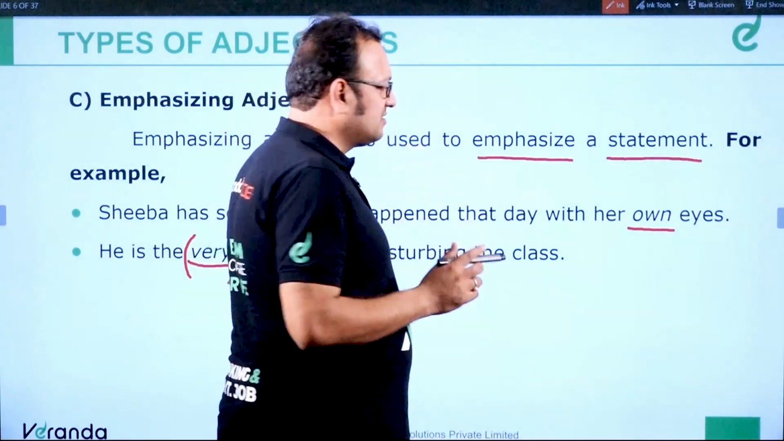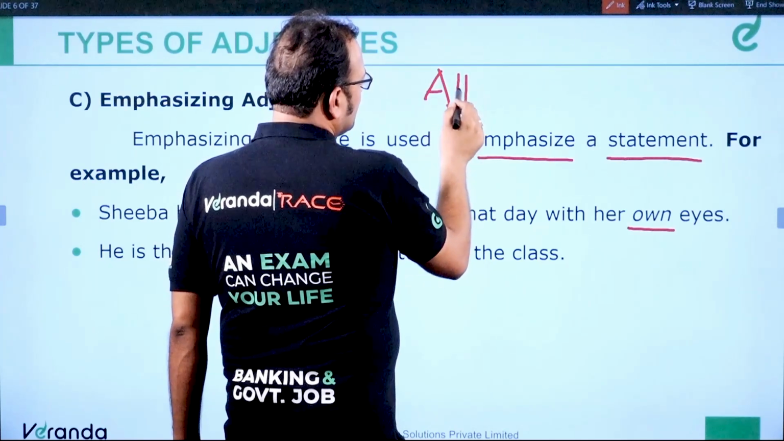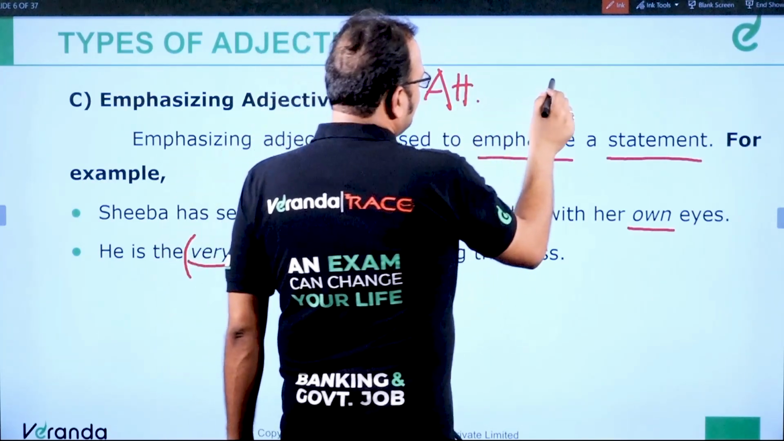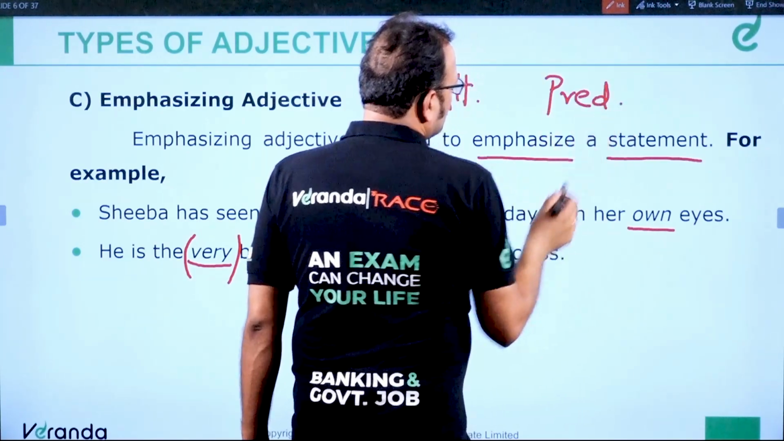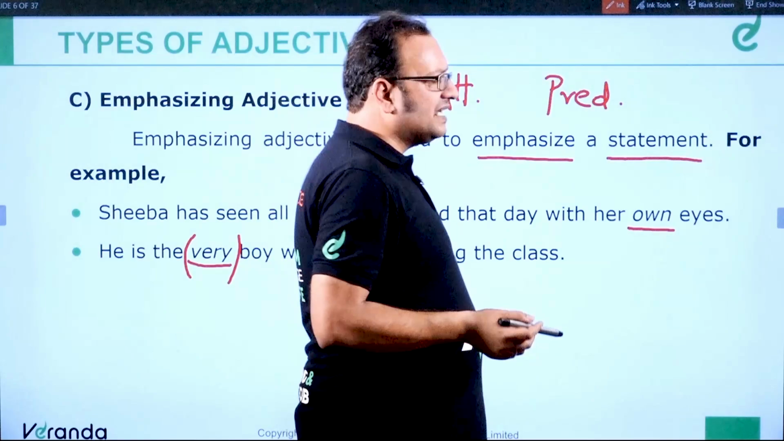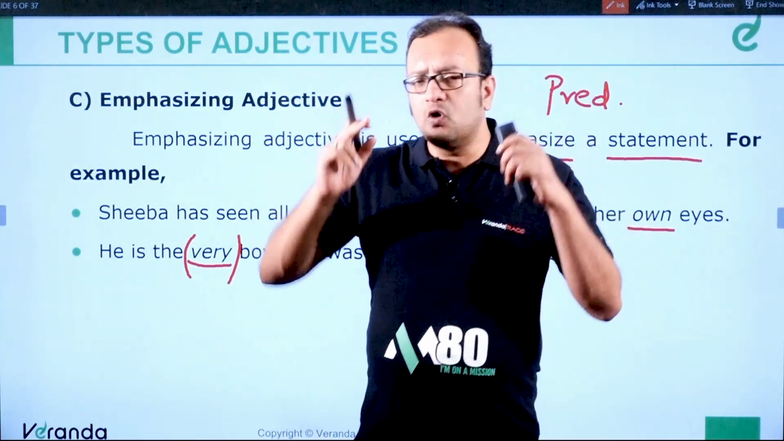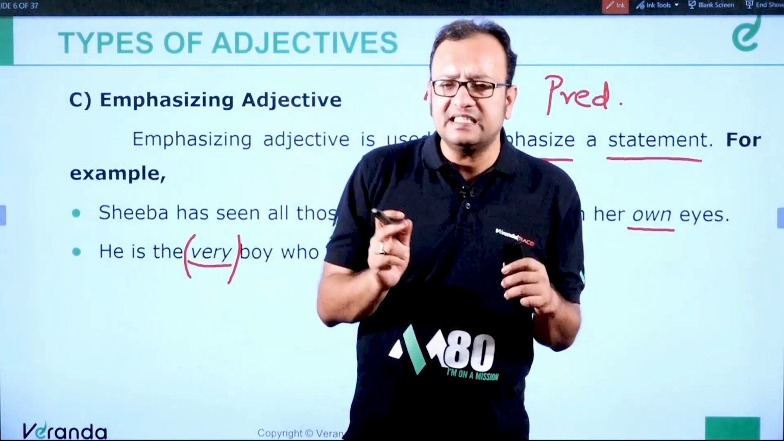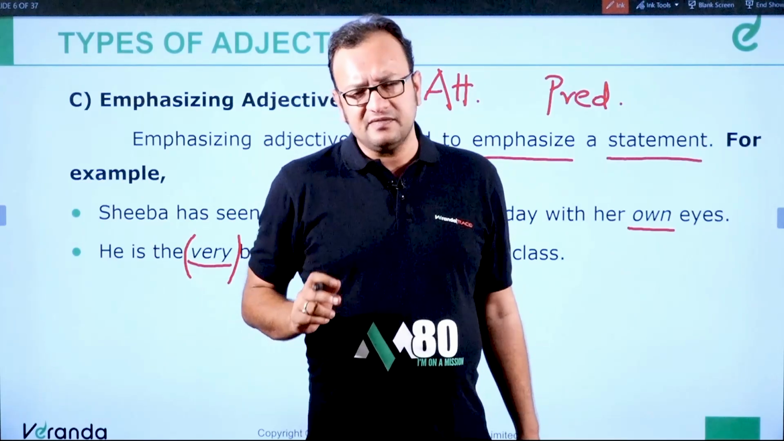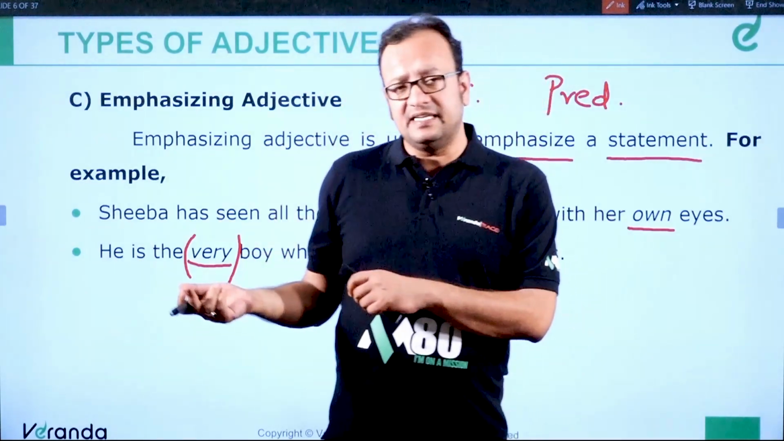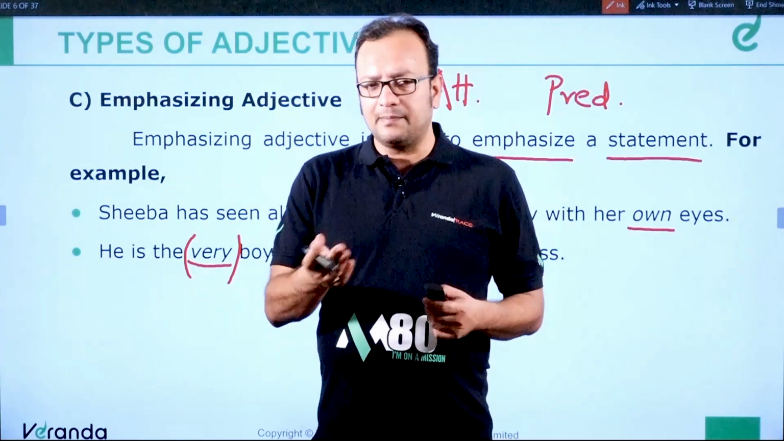Adjectives are used in two ways. One is attributively, and one is predicatively. So what is attributively and what is predicatively? I'll tell you in the next slide. Basically, if the adjective is used before a noun, it becomes an attributive adjective. If it is used at the last of the sentence, it becomes a predicative adjective. Clear? So let me give you the example later on.